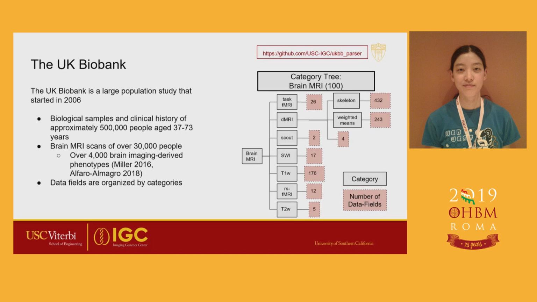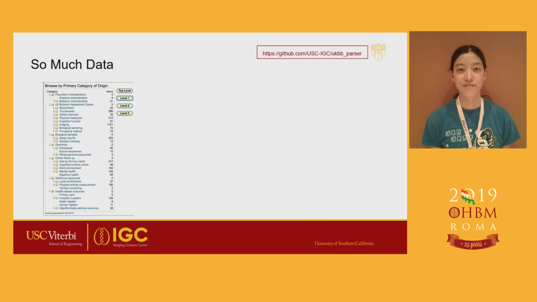Individually, each of these phenotypes is known as a data field, and these data fields are organized into categories. If we take a look at the brain MRI category tree, it looks something like this. I put this together quite a while ago, so there are, I think, higher numbers of data fields now, but in essence, this breakdown is the same. Within brain MRI, the subcategories are arranged by modality, and then you get a set of data fields, and we'll come back to this in a little bit.